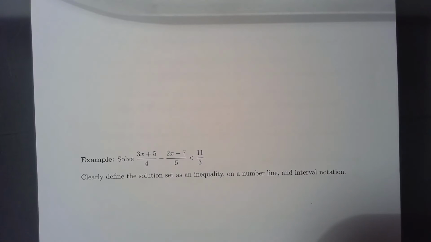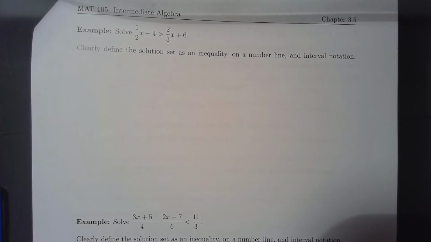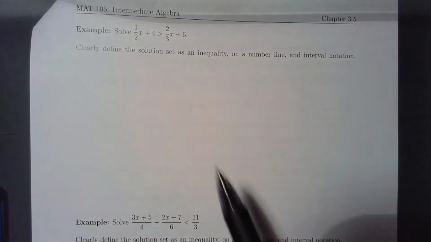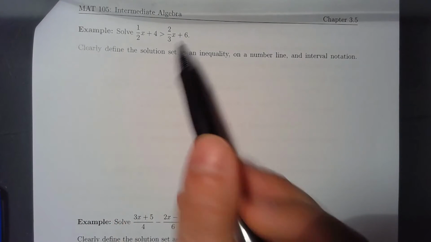So on page 3, I have 2 more examples. I'll just go through them with you right now. So let's solve this. Again, I want to get the x's on one side. So to do that, I'm going to subtract 2/3 x and I'm going to subtract 4.